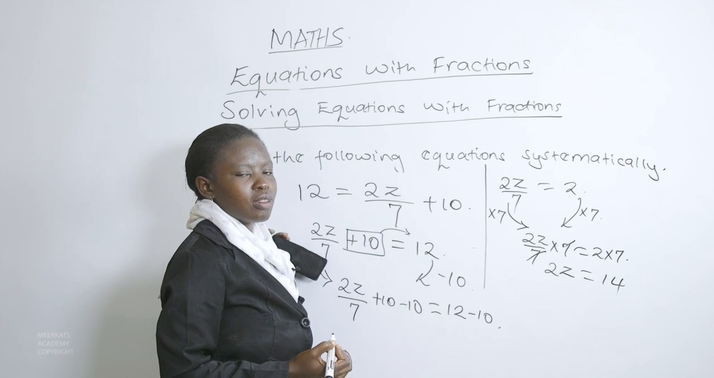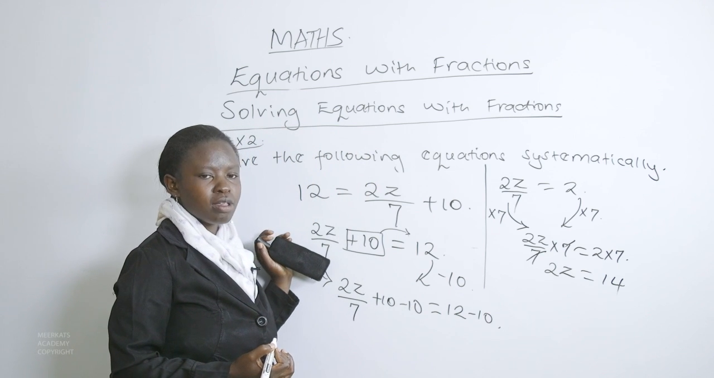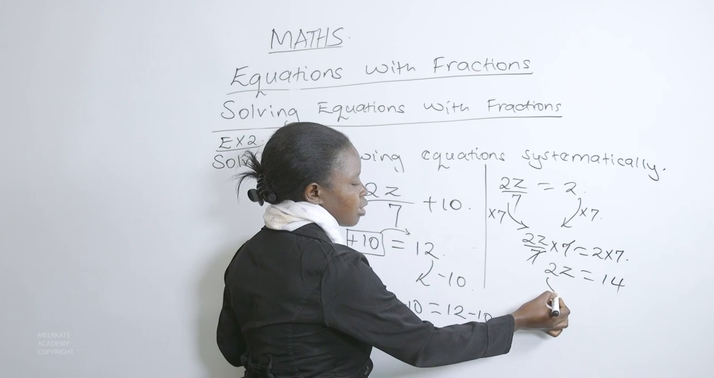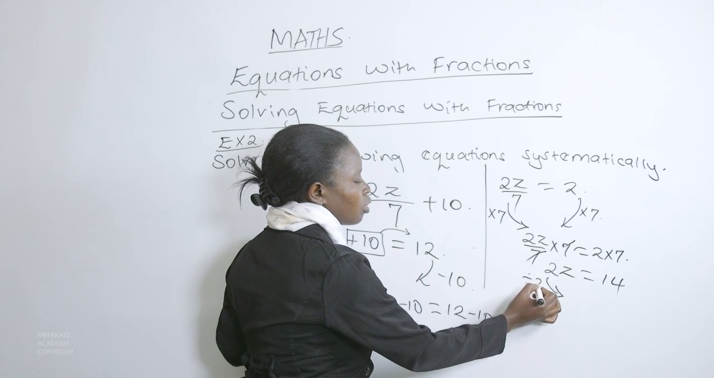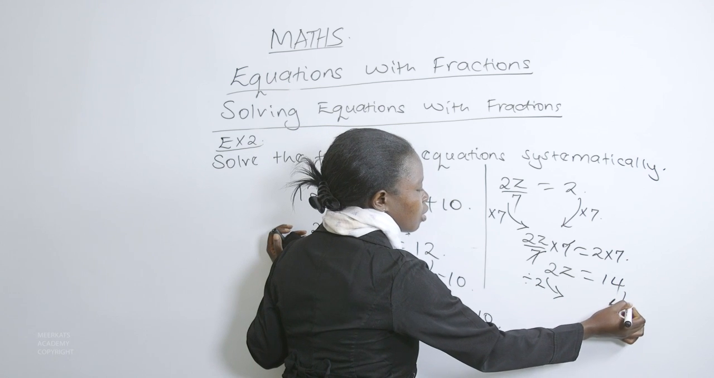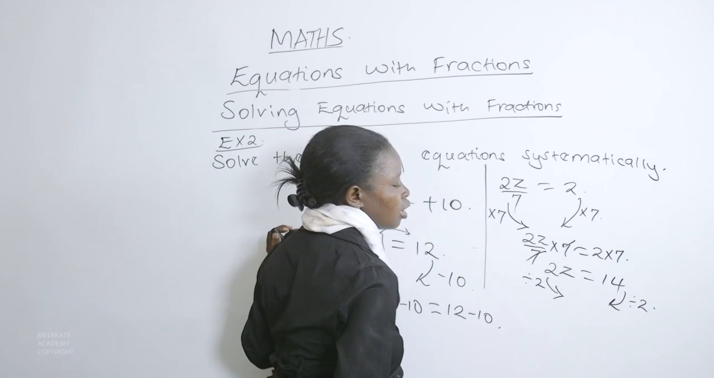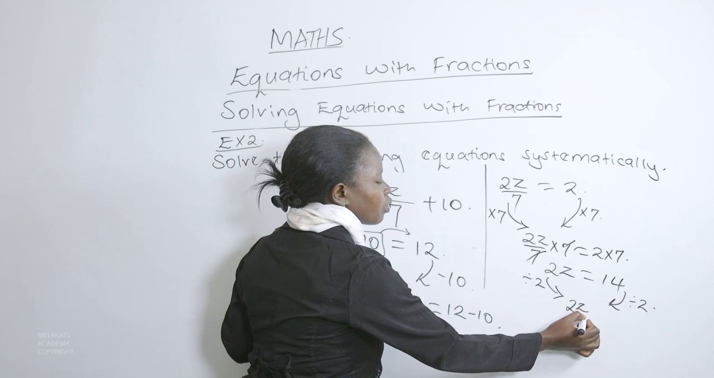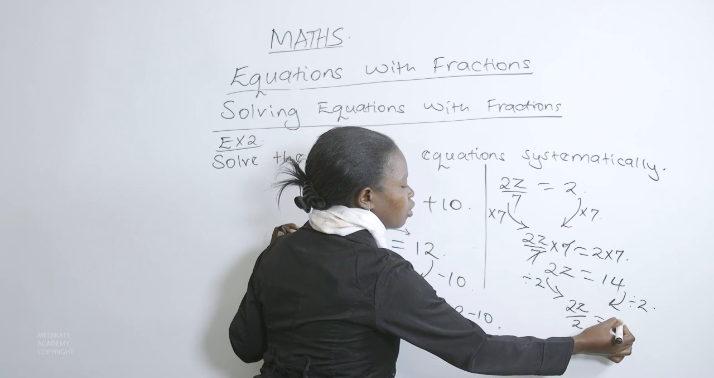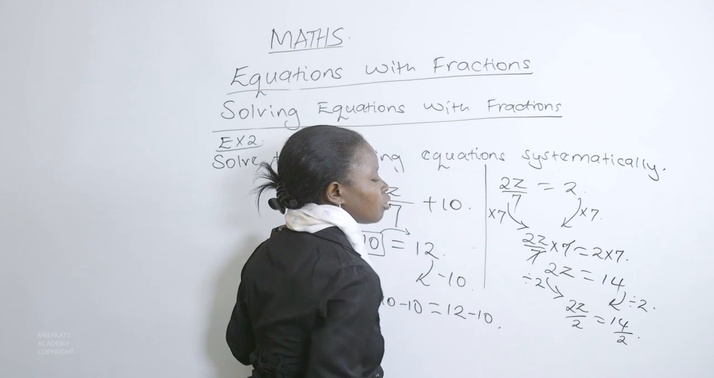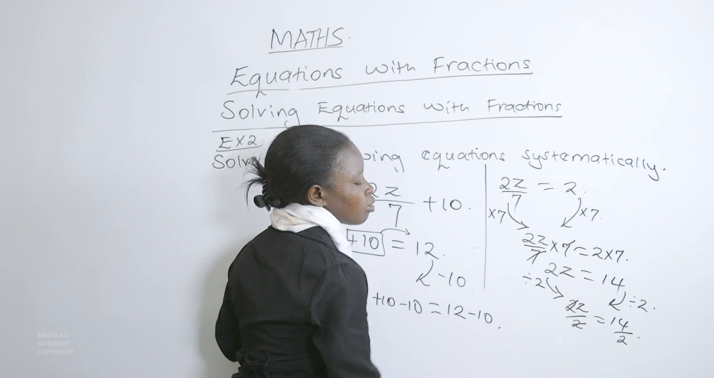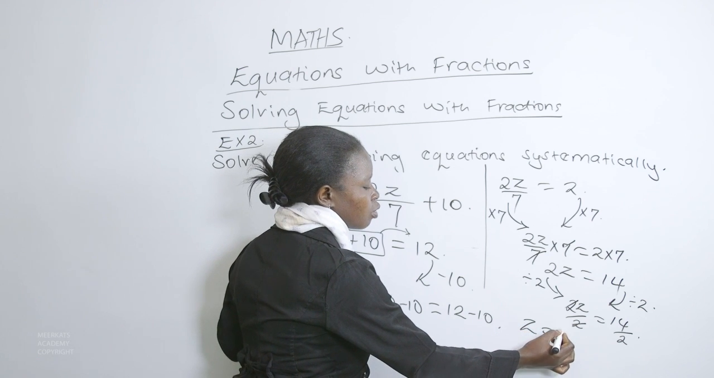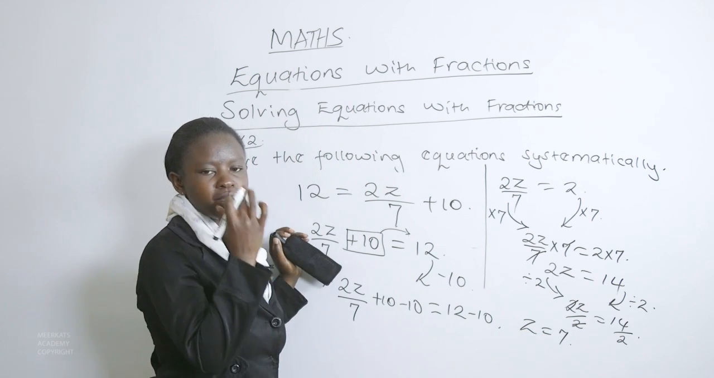So for us to get the value of z on the left-hand side, then it means we divide by 2 on both sides. So division by 2 on the left-hand side, division by 2 on the right-hand side, so that we have 2z over 2 will be equal to 14 over 2. So 2 and 2 cancel out, so that our value for z in this given equation should be 7.